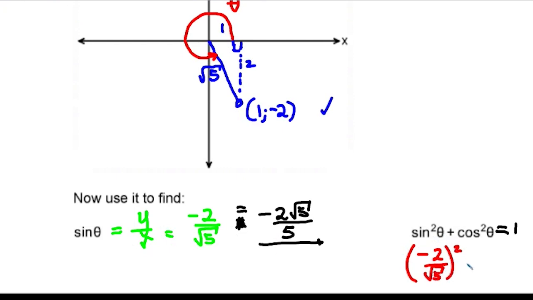That's sine theta, we're going to square it. Cos theta, remember, it actually wasn't given in the question. Cos theta is going to be x over r. It's going to be 1 over root 5.